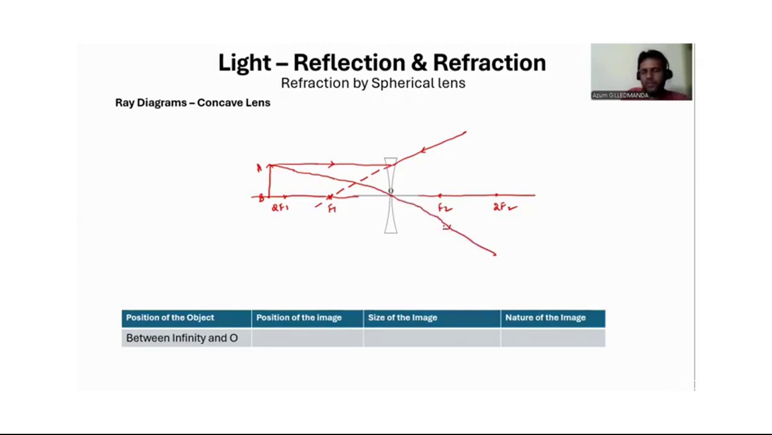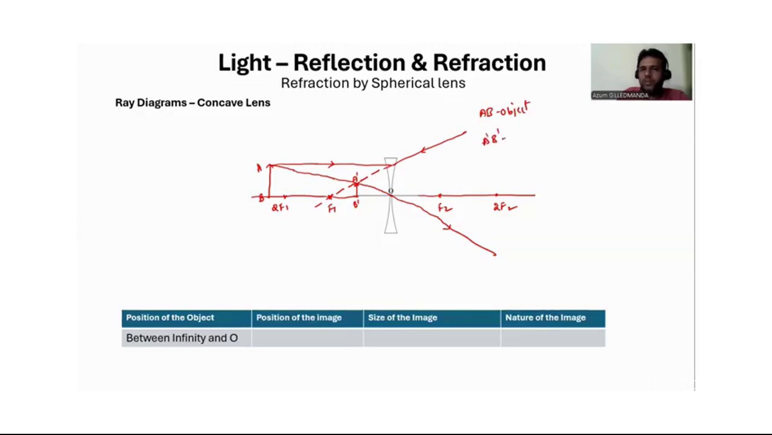So on the right side, if you see, these two rays are diverging out, so they never meet. So that's why we need to look at where the imaginary line is meeting. So the imaginary line is meeting here. So that means this is my A dash and this is my B dash. So AB is the object and A dash B dash is the image.